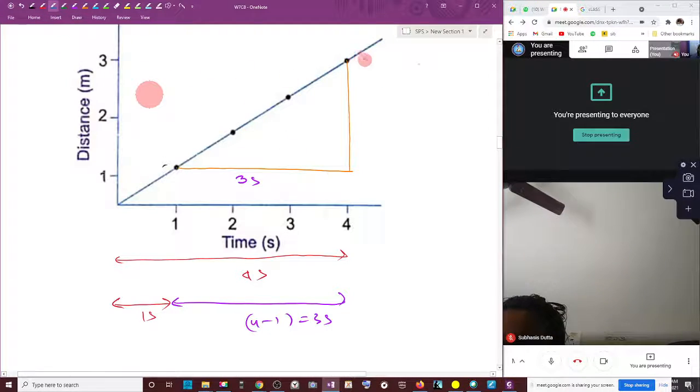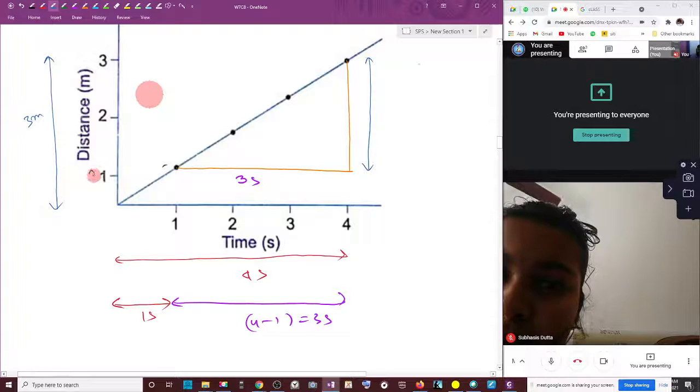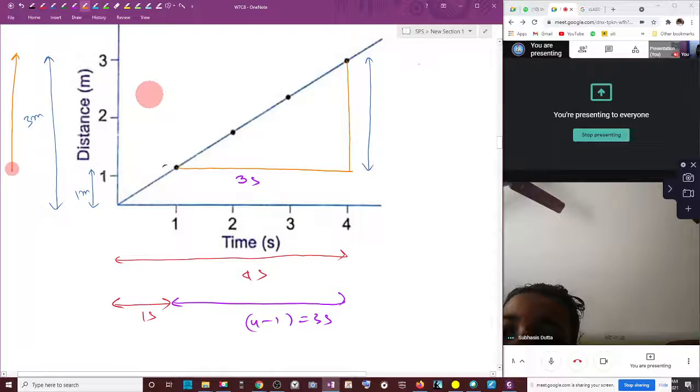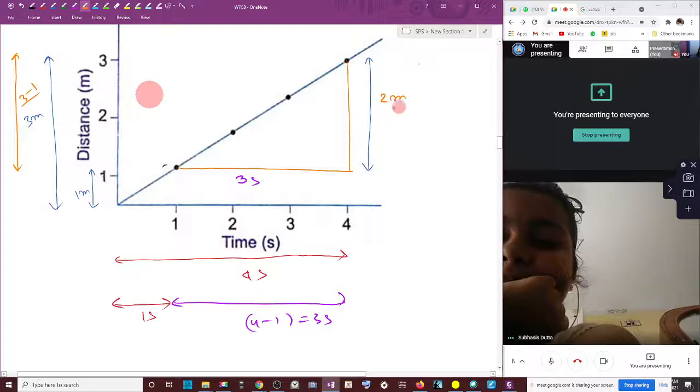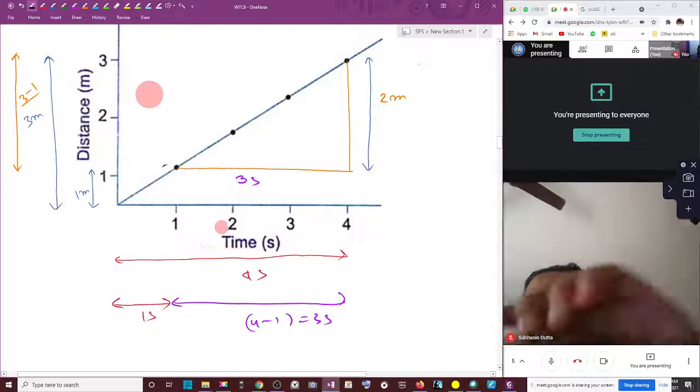Can you tell me the in between distance? See, this one is 3 meter, right? This one is 1 meter. So can you tell me? 2 meter. Yes, this will be 3 minus 1, that is 2 meter. Is that clear? Okay, now, so we can see how this person has traveled.